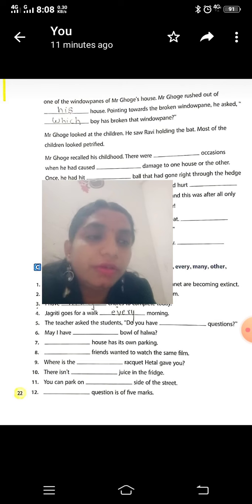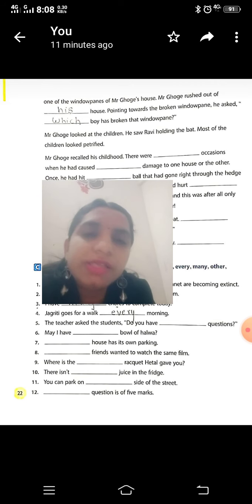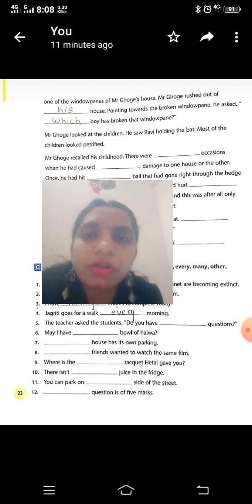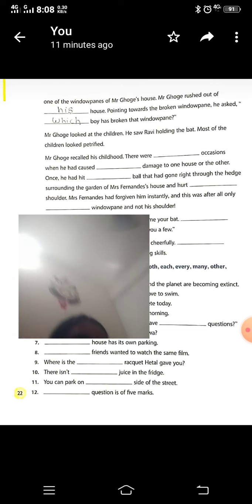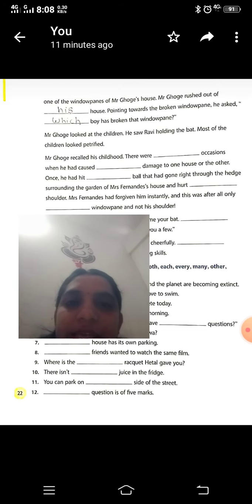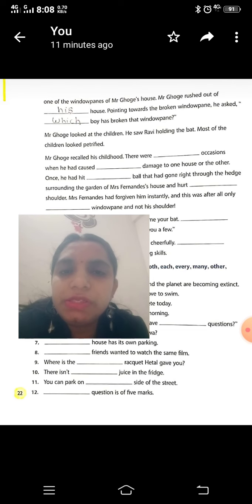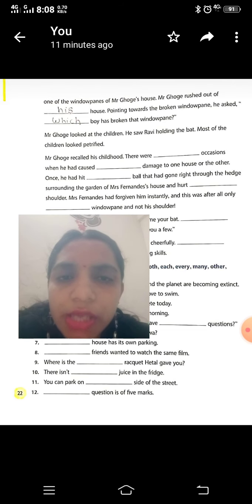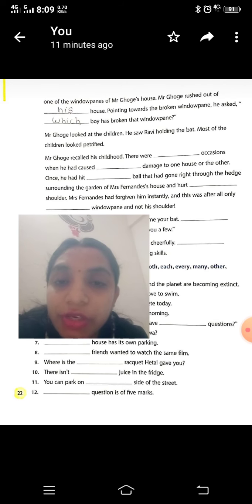Here Mr. Gog recalled his childhood, and what he is saying is that there were several occasions when he had caused some damage to one house or the other. This is the incident he remembered. Once he had hit a ball that had gone right through the hedge surrounding the garden of Mrs. Fernandez's house and hurt her shoulder.